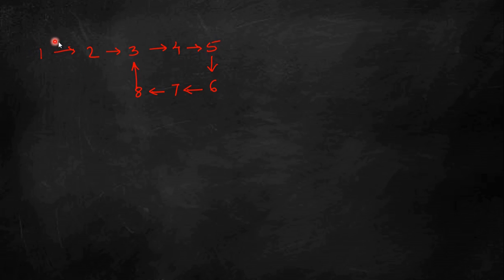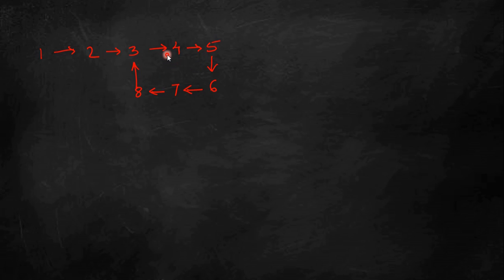If I normally go over this list, I will go to 1, 2, 3, 4, 5, 6, 7, 8. Then again I will come back to 3, and this will go in an infinite loop. So Floyd's algorithm says, if you use 2 pointers, one that moves slowly and one that moves at twice the speed of the slow pointer, then inside this loop there will be some point where both the pointers will meet. If both the pointers meet, then we can say there is a cycle.